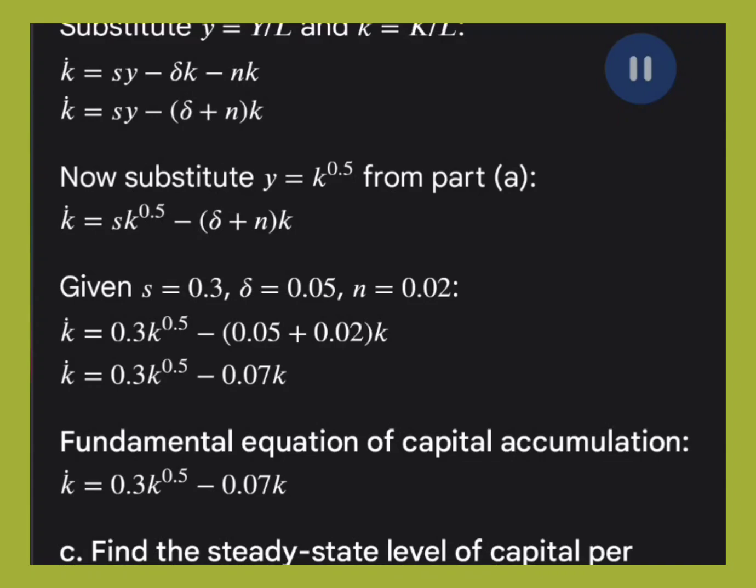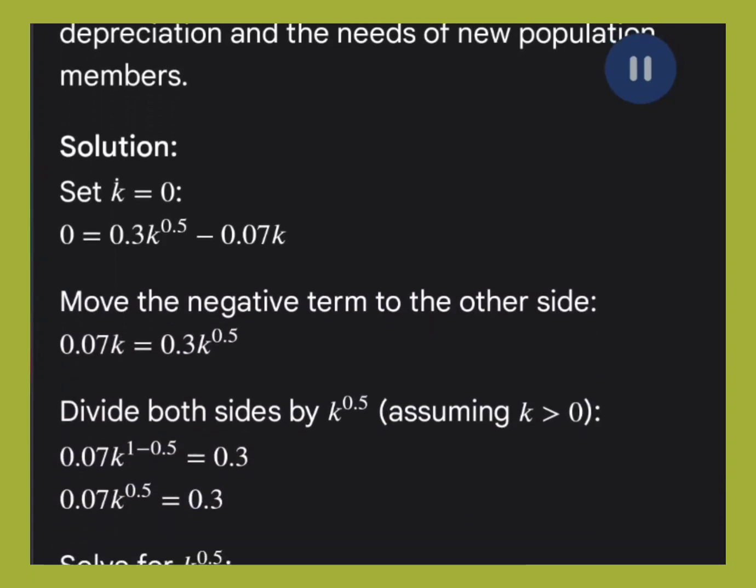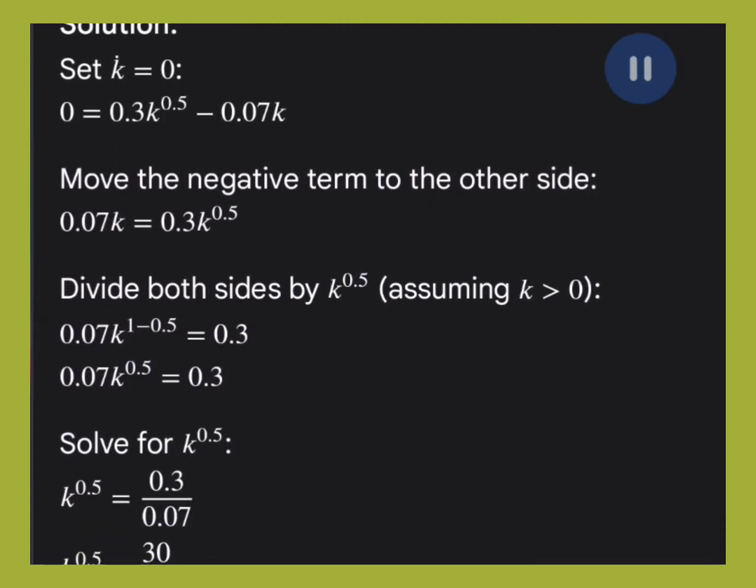C. Find the steady state level of capital per effective worker, k star. Explanation: the steady state is a long-run equilibrium where the capital stock per capita, k, no longer changes, that is, k dot equals 0. At this point, the amount of investment per capita is just enough to cover depreciation and the needs of new population members. Solution: set k dot equals 0. 0 equals 0.3 k to the power of 0.5 minus 0.07 k. Move the negative term to the other side.